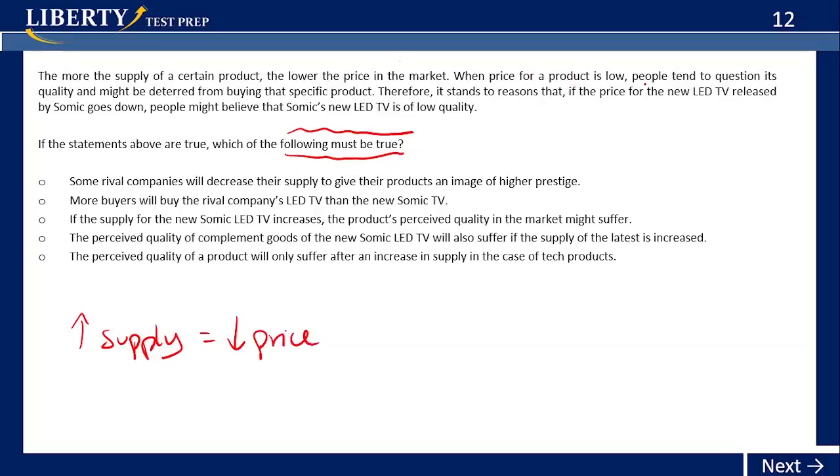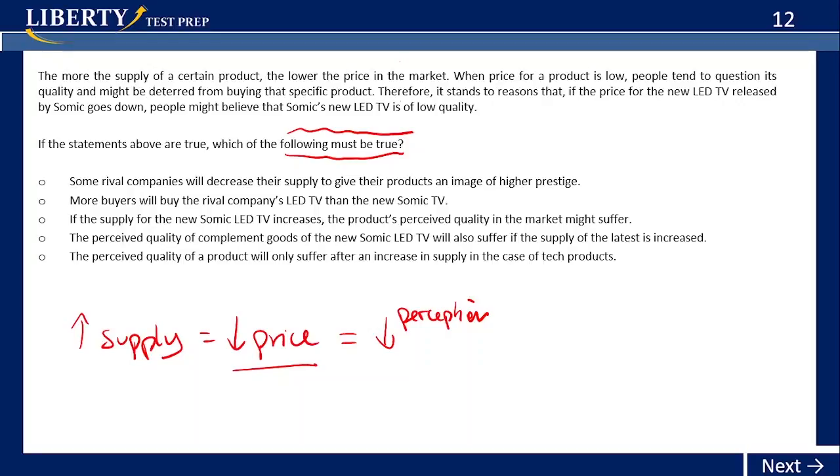When the price for a product is low, people tend to question its quality and might be deterred from buying that specific product. So if the price is low, people will question the quality, so the perception from the public goes down. People believe that the product doesn't have the optimal quality. Therefore, it stands to reason that if the price for a new LED TV released by Somic goes down, people might believe that Somic's new LED TV is of low quality.